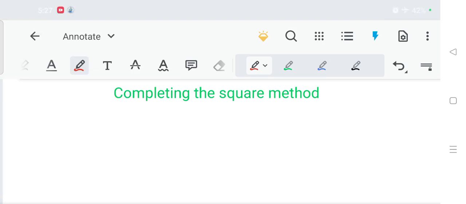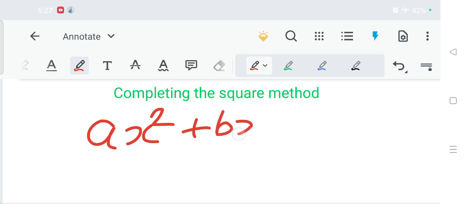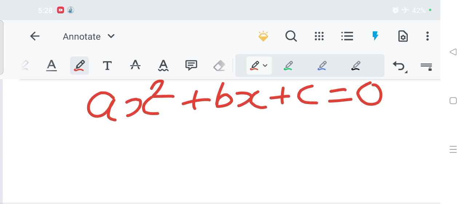Hello friends, we are going to learn the completing the square method for solving quadratic equations. Suppose we have a quadratic equation ax² + bx + c = 0. Finding the solution using the completing the square method is very easy. You just need to follow some steps.